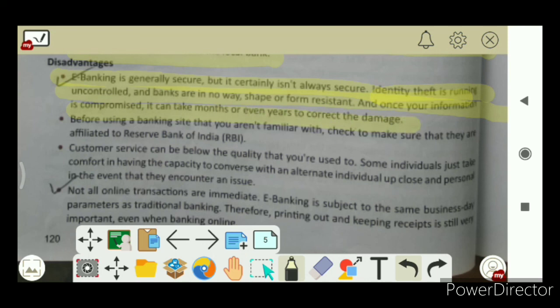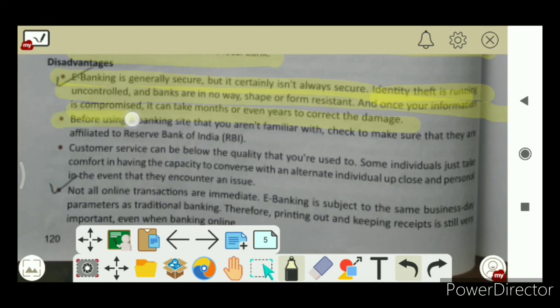It means basically I was talking about your personal information. If due to some hacking site or fake site your personal data is leaked, then it can harm you, and recovery of it may take several months or even years.